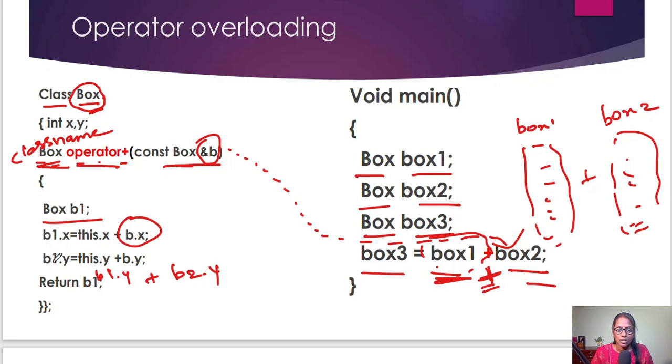So this value will be added and placed in this. This is nothing but box 1 and box 2. Okay, this is added in b1, and it will return this b1. This b1 value is nothing but box 3. That is, the third object is created. So this concept is called operator overloading.